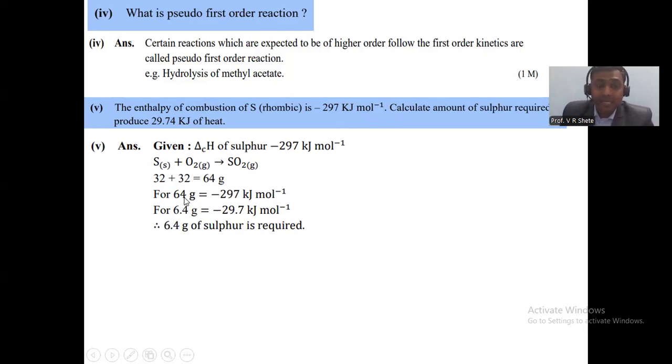If 64 gram of substance is formed with minus 298 kilojoule heat as the enthalpy of combustion, then for 29.7 what will be the amount of substance? It will be 6.4. You just divide by 10 for these values, you will get 6.4 gram of sulfur. That is the amount of sulfur required.